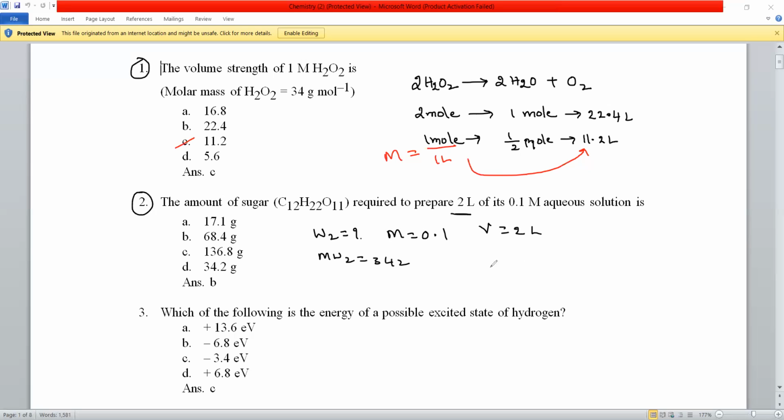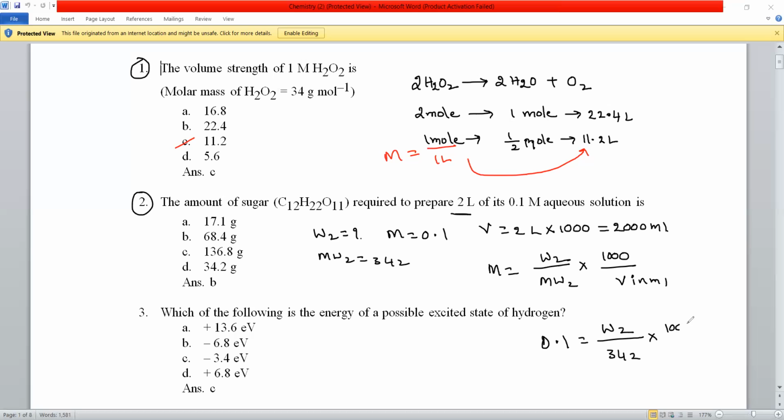Okay, so the molarity formula we know: molarity equals W2 by MW2 into 1000 by V in ml. They have given the value in liters, right, so convert into ml by multiplying with 1000. So we'll get 2000 ml. Substituting in this equation, molarity is 0.1 mole, W2 we have to find how much weight is required, and MW is 342 into 1000 by 2000. On simplification of this, the answer should be B, students. W2 equals 68.4 you will get.